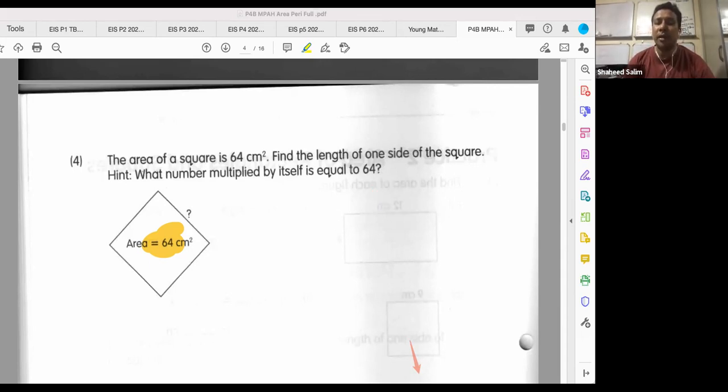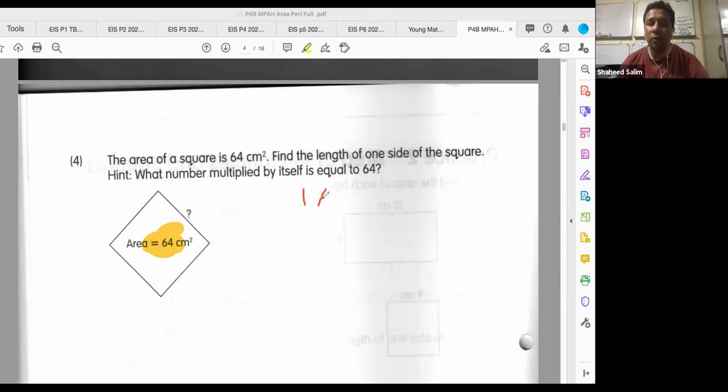Neris, what times what equals 64? Same number. What times what equals 64? What is it? You can get that. Come on, you can get it. If you don't know, write down your timetable. Okay, this is maybe the beginning. You can do it like that.